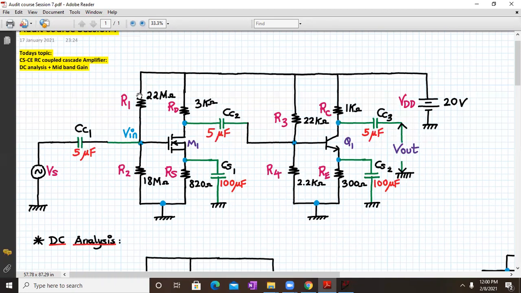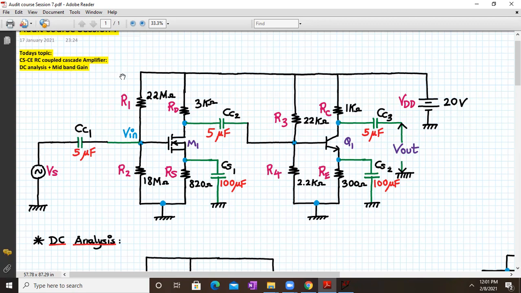Today we are going to discuss the CS-CE RC coupled cascade amplifier. Over here, the first stage consists of a MOSFET amplifier followed by the BJT amplifier. The MOSFET is connected with voltage divider bias, and the same is the BJT, with voltage divider bias. The biasing is such that the MOSFET works in the saturation region, and the BJT works in the active region for it to work as an amplifier.